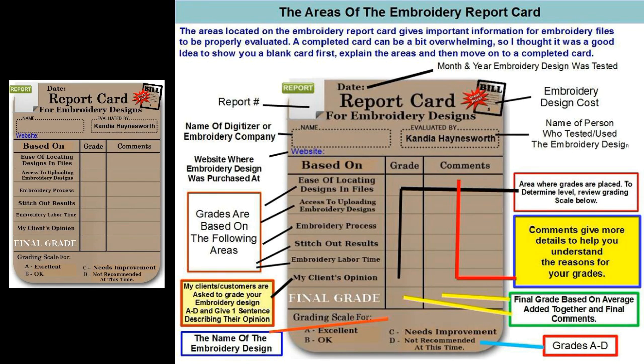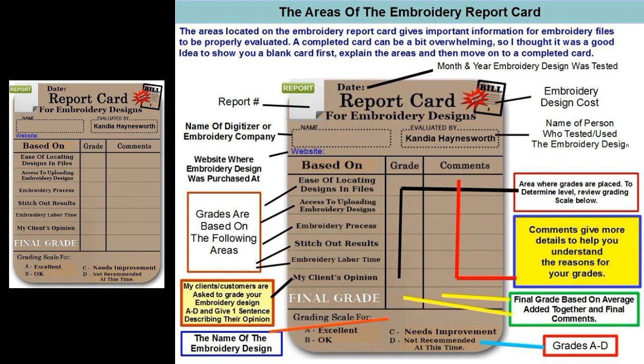If you direct your attention to the blank card on the left part of the screen, you will see what we start off with, and then in the center of the screen I gave an explanation of what I am looking for during this evaluation for the embroidery designer or the embroidery digitizer to obtain their grade. The embroidery report card is going to have the date, the report number, the name of the embroidery digitizer or the company, the evaluator, which is going to be me at this point, and then the website.